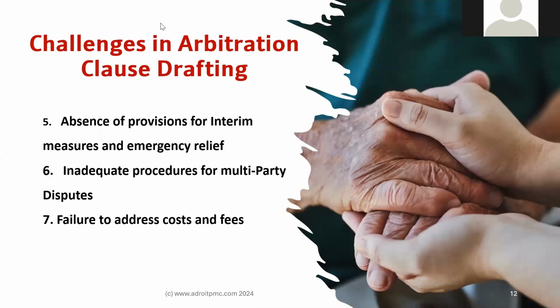And absence of provisions for interim measures. For example, if the parties, in between or before the commencement of arbitration proceedings, need some interim relief, and there is a provision in the arbitration clause, then obviously they should go with the arbitration proceeding and ask the arbitrator for such interim relief.